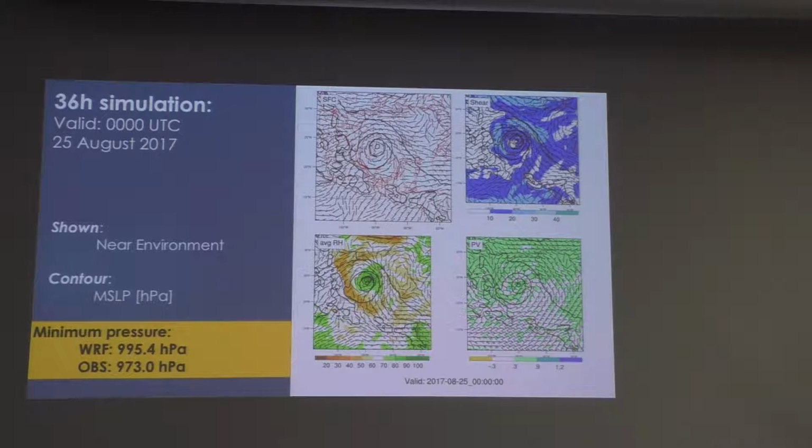Again, we see that the WRF underperformed compared to what was observed, but it still does resolve a modest tropical cyclone.